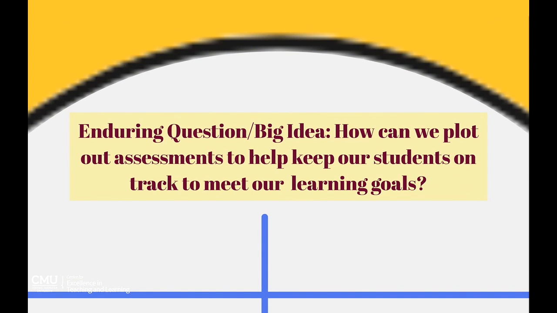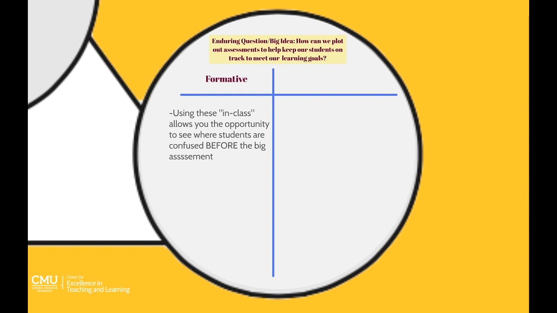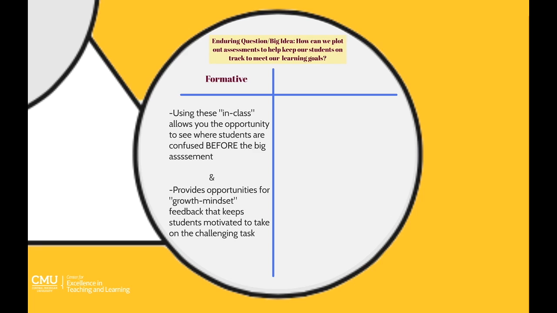Now, one of the enduring questions I have about this session is, how can we plot out assessments to keep our students on track to meet our learning goals? That's a really tough thing, right? So we have formative assessments. That's one way to do it, right? If you use these in class, it helps you understand where the student is before a big assessment. But it also provides this growth mindset feedback. Like I just said, it keeps them motivated.